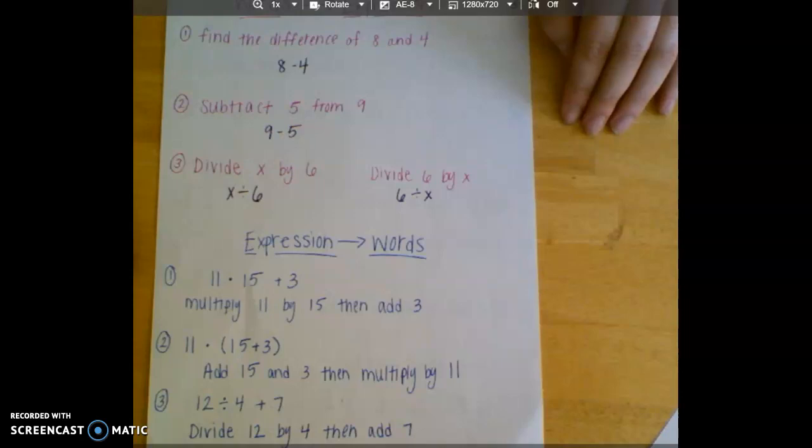Good luck on your Google form today. Make sure to take your time and think about what those words mean.